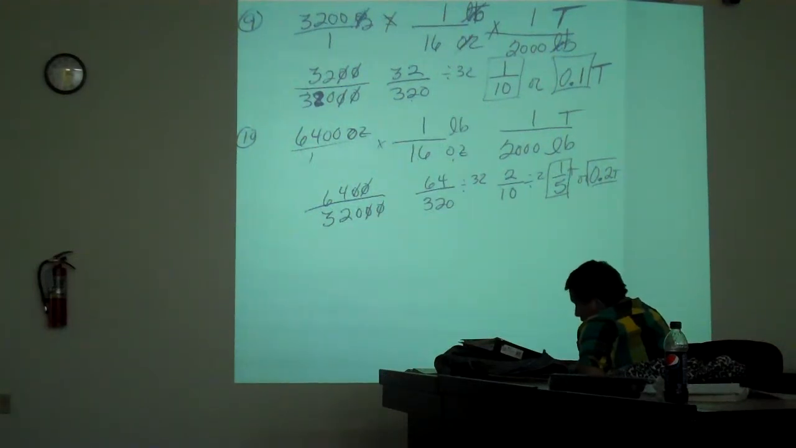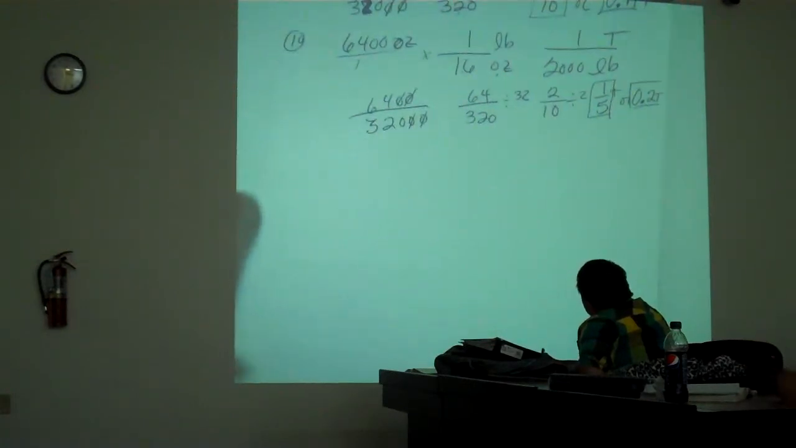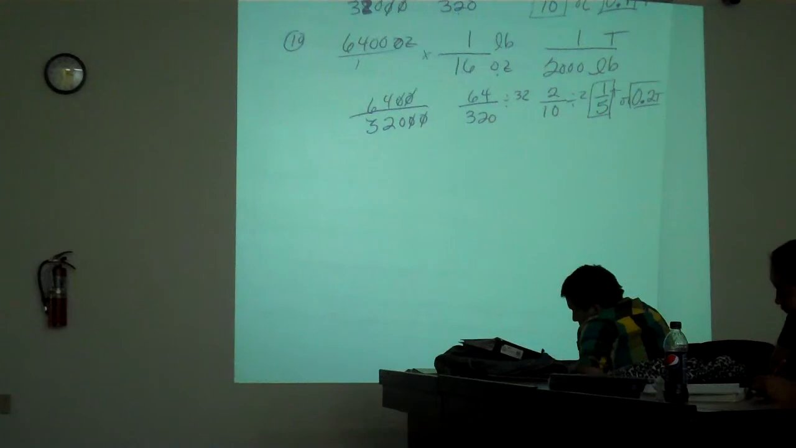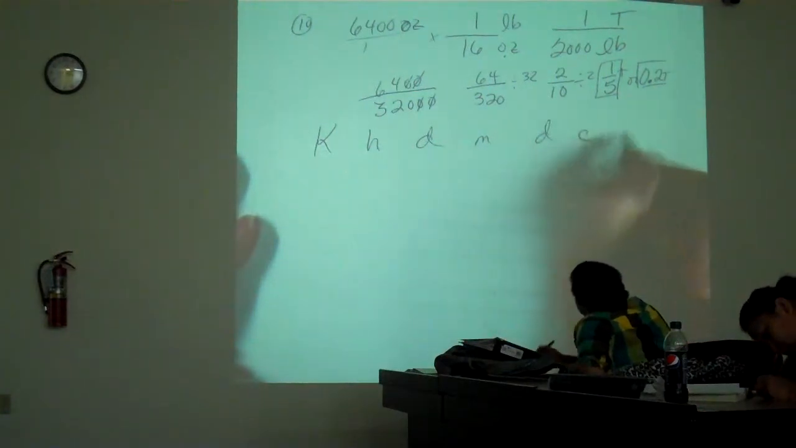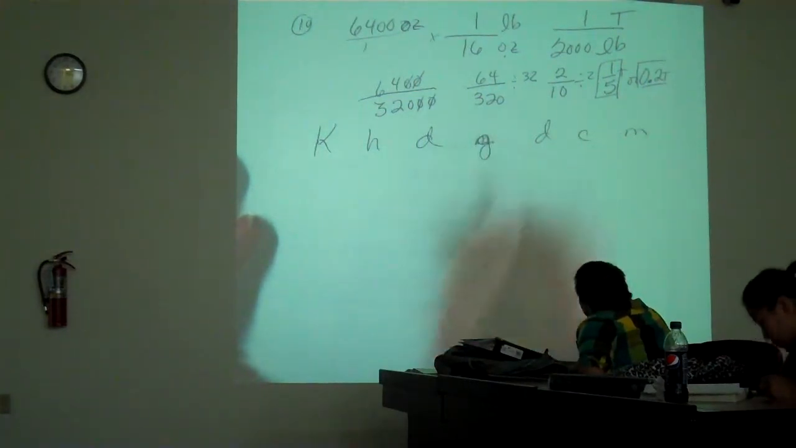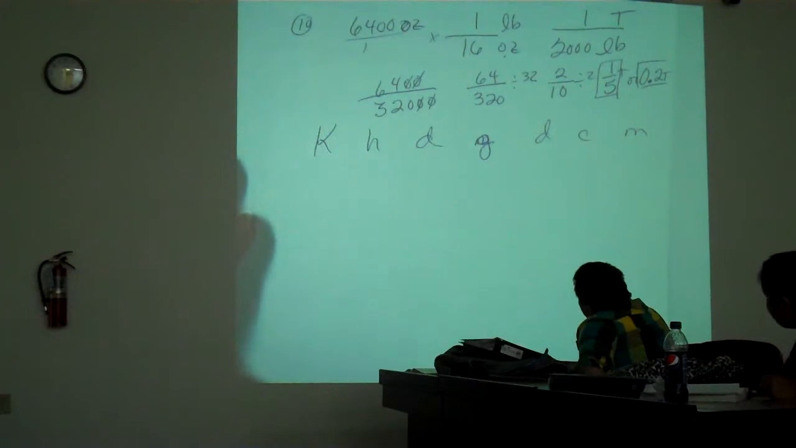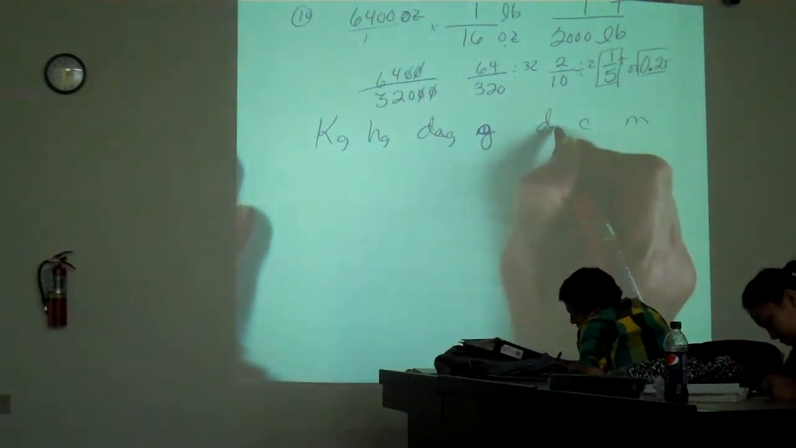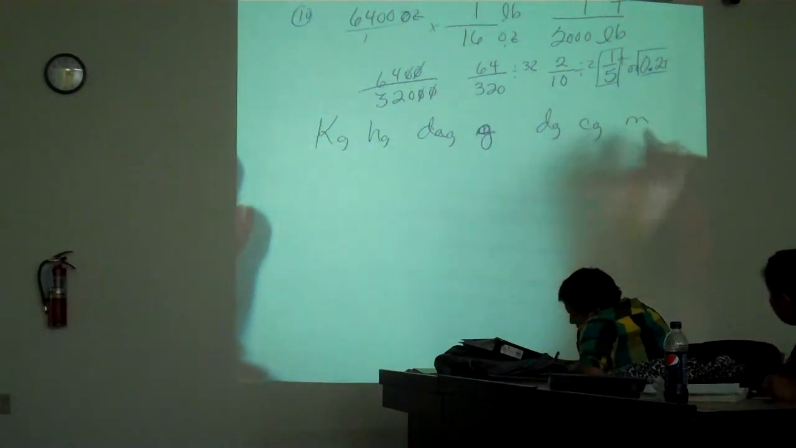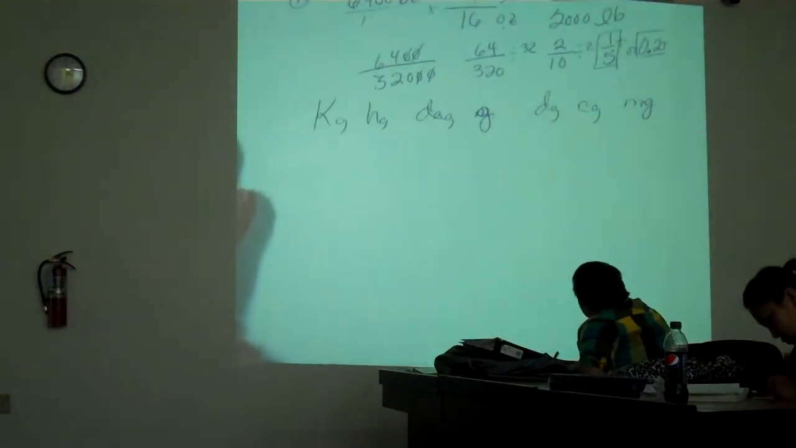Okay. Let's do some metric. We've been doing metric already, huh? We've been doing metric with the meters. This is the same thing we've been doing. King Henry died Monday drinking chocolate milk, but this is with grams instead of meters, okay? So this is kilograms, hectograms, decagrams, decigram, centigram, and milligram.